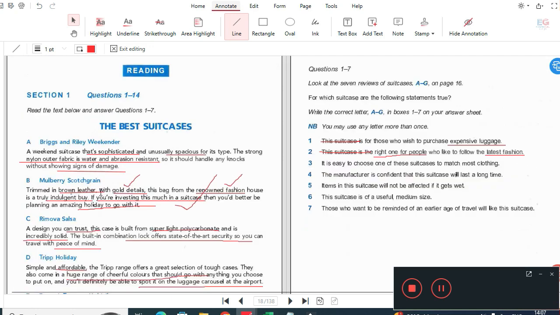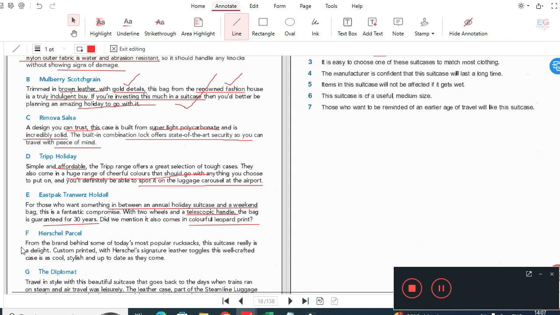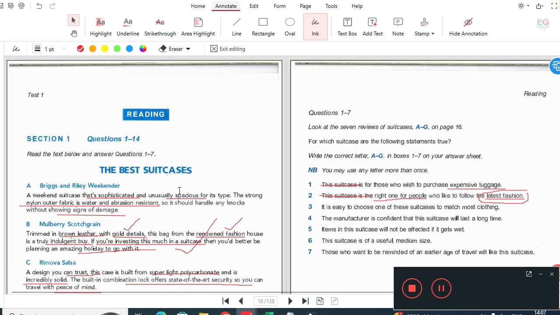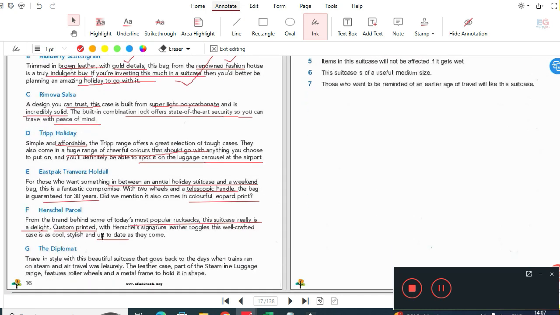Okay, from the brand behind some of today's most popular suitcases is really a delight. Custom printed with signature leather toggles. This is well crafted, stylish and up to date. Okay, so we got the word that we wanted, that is up to date, which is suitable with the latest fashion. Here you can see this word is matching with this word, up to date. So this is the way you are supposed to do this MCQ type of questions.